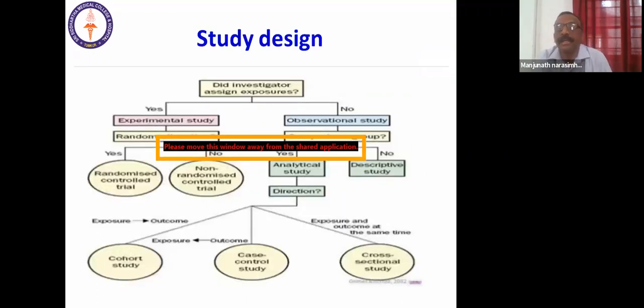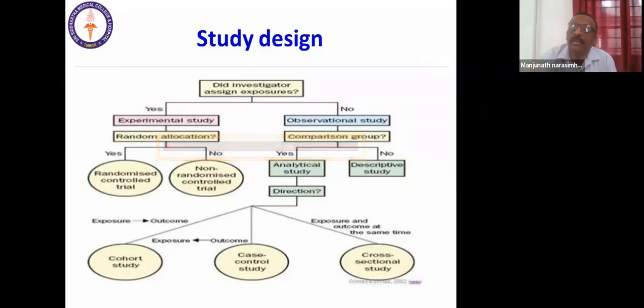Next, you are going to write about the study design. Study design, again, is a vast subject. I will not go into detail about what the study designs are. Basically there are two types: one is observational, the other one is experimental. Based on what type of study you are planning to do, you can give the title accordingly. I'll give an example here.